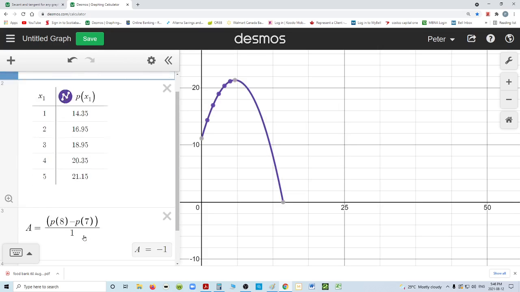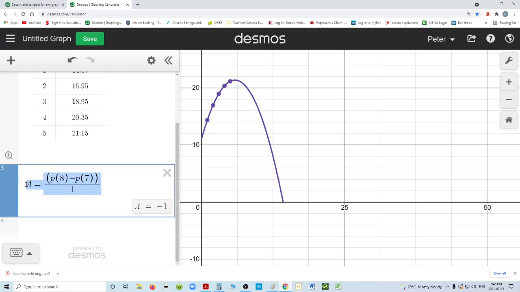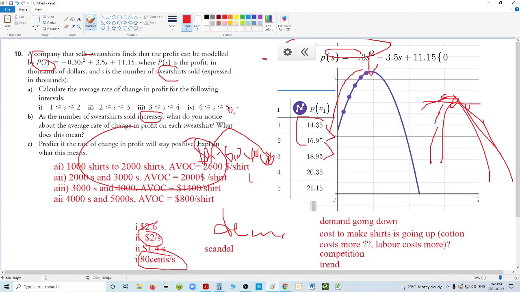But what's nice is you can set up your own rate of change formula in Desmos instead of plugging into a calculator, so long as you show the work on your page. So you can't just write what I've written. You've got to show your delta y divided by delta x formula.